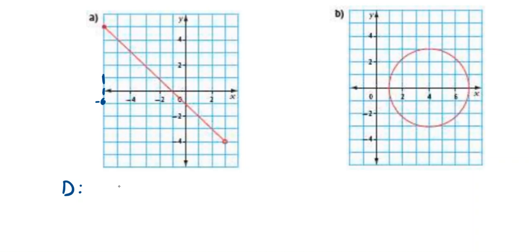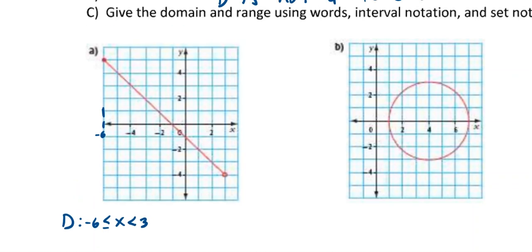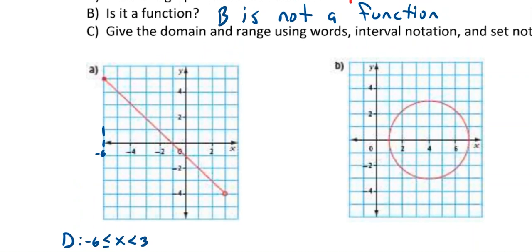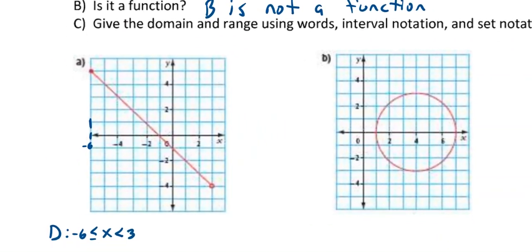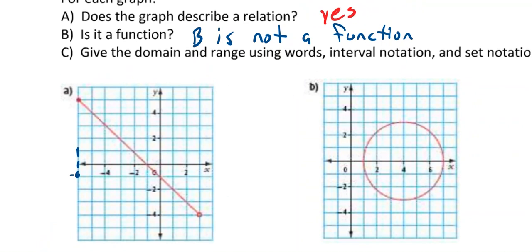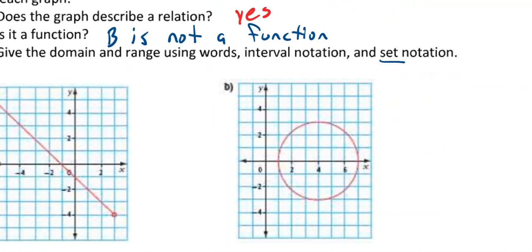Okay, so let's write that out. That would be x has to be greater than or equal to -6. And it has to be just less than 3. Okay, now this notation that we just did, this is called set notation or set builder notation. You'll see it sometimes. The other way of writing this is something called interval notation.